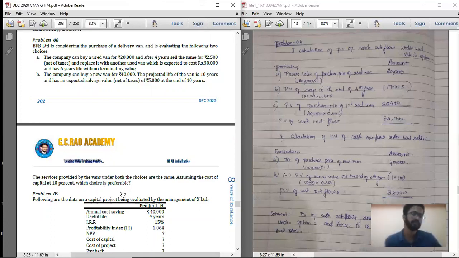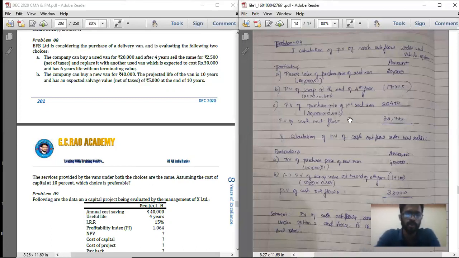Which choice is preferable? So first option, purchase an old van, use it for 4 years, sell it for 2,500, again purchase another van for 30,000 and use it for 6 years. So that is the option 1. And option 2, purchase a new van today itself and use it for 10 years. That new van costs 40,000 and at the end of 10 years you are getting back 5,000 rupees as scrap value. So these are the two options. So you should calculate the present value of cash outflow under both the options, and wherever the present value of cash outflow is less, then that option is acceptable.